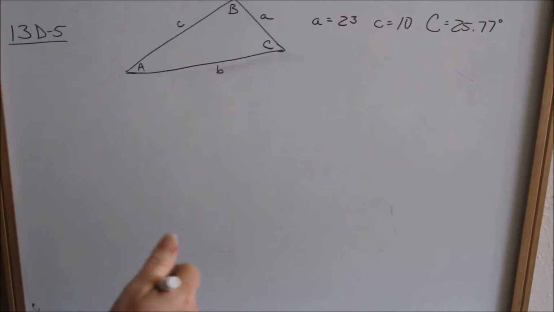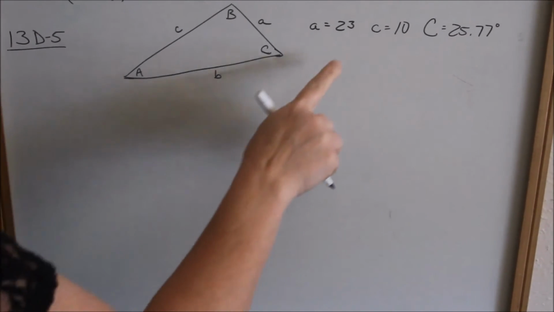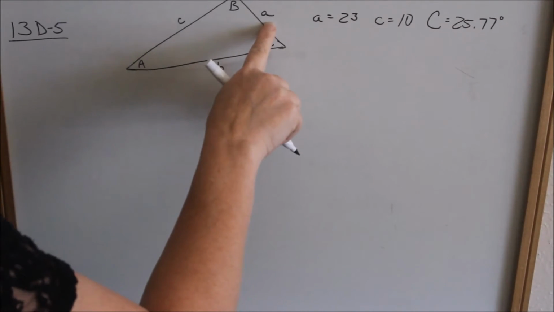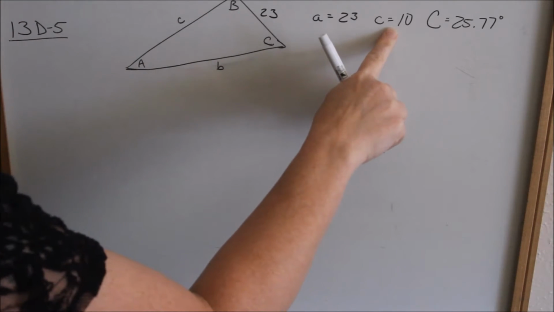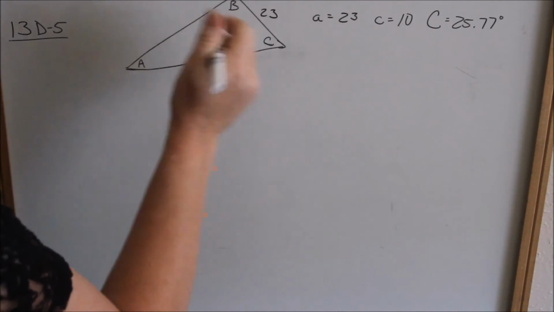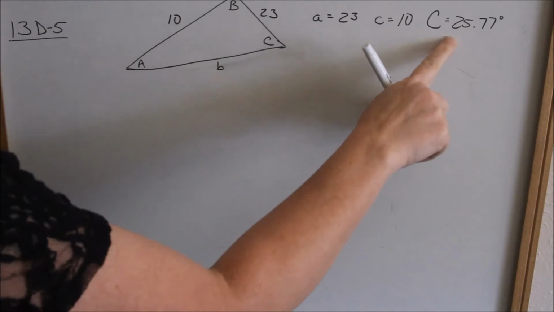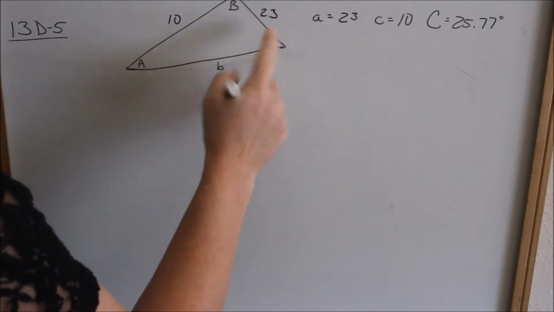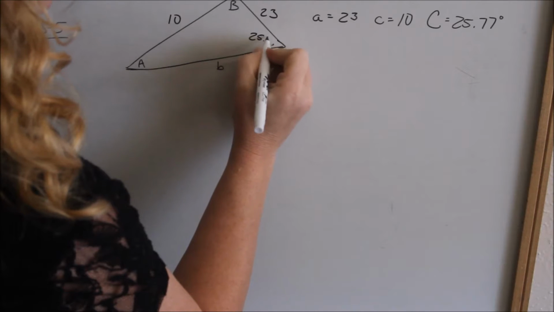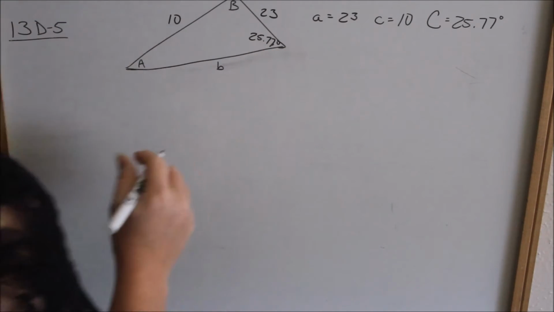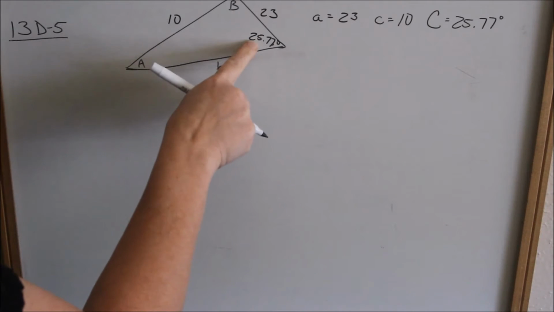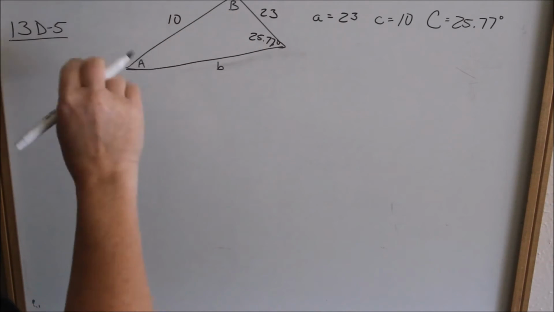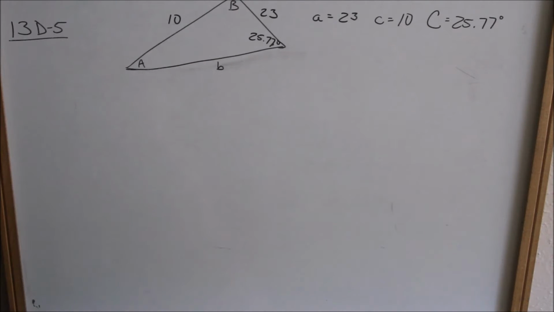Again, my triangles are not drawn to scale. But we are given that the side of A is 23. So A is 23. Side C is 10. That's a lowercase c. Then the angle of C is 25.77 degrees. And I need to try to find the other two angles and then side B. I only know one angle, so I can't do any kind of subtracting from 180 to find the other two angles, so I have to use the law of sines.